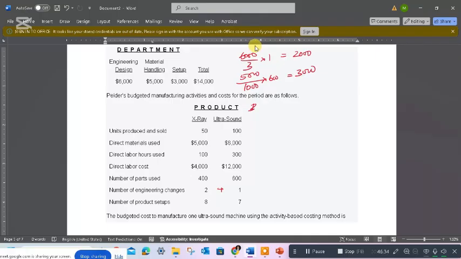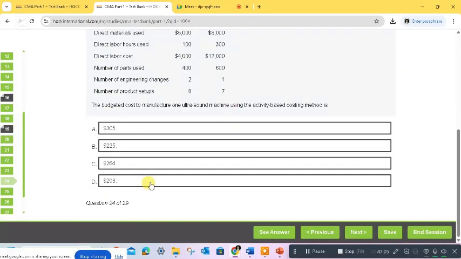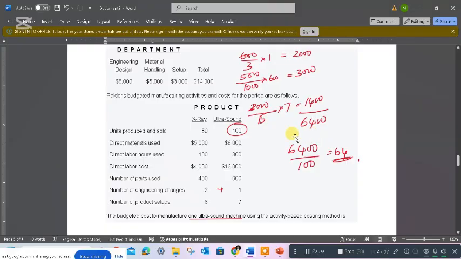Next one, 3,000 setup. Number of production setup, product setup, 8 plus 7, 15. 7 setup for this. So that's 1,400. Altogether you are getting $6,400. Question is per unit. One ultrasound machine. So this is for 100 units. Divide by 100. 64. Do we have 64? We don't have. Wait, this is only overhead.